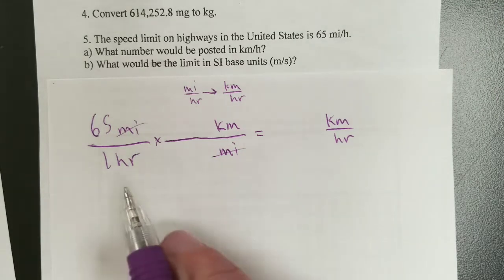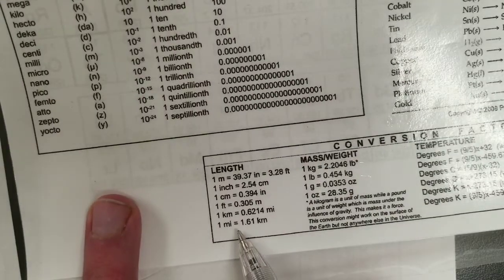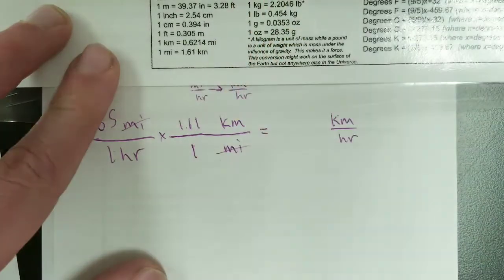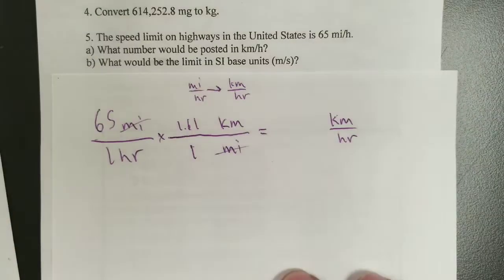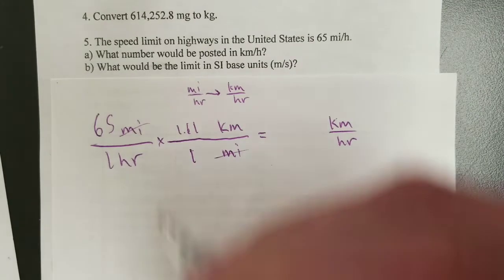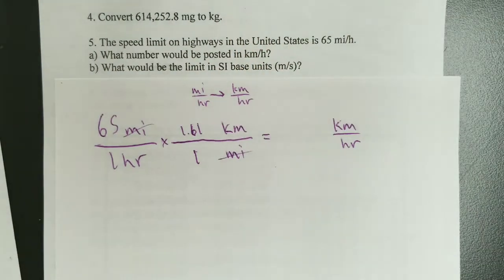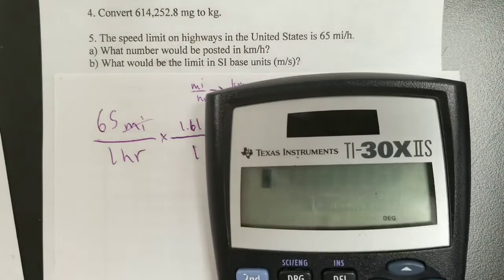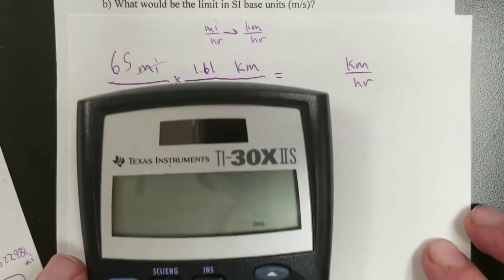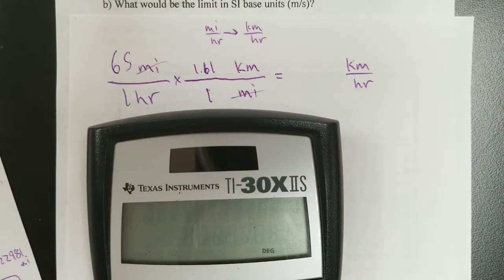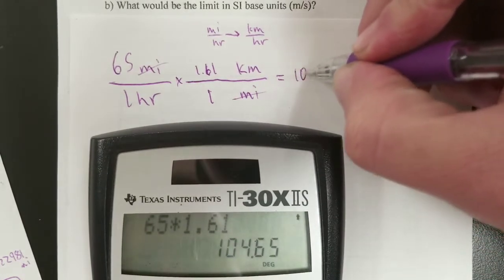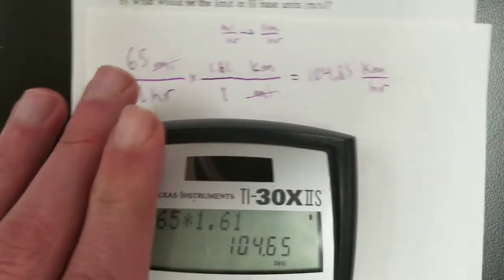So anyway, the relationship according to that chart is that 1 mile is 1.61 kilometers. And let's make it clear that that's a 6. Okay, grab the calculator and try it out. Let's see, where can we get this so it's all visible on the screen? Okay, so 65 times 1.61 is 104.65 kilometers an hour. That's the unrounded number.